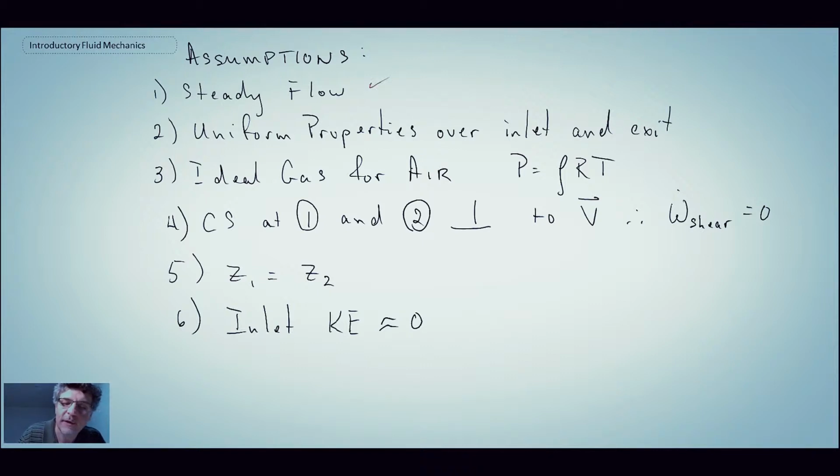Steady flow, so it's not changing with time. Uniform properties over the inlet and exit, so that would be temperature as well as the velocity. We'll apply and use the ideal gas equation. We're assuming, as I mentioned, the control surface at 1 and 2 is perpendicular to the velocity vector, and therefore the shear component disappears. There is no change in potential energy, and the inlet kinetic energy is small. If you recall, I think I had V1 approximately 0. That doesn't mean the mass flow rate is 0, but it does mean that the kinetic energy can be neglected on the inlet.